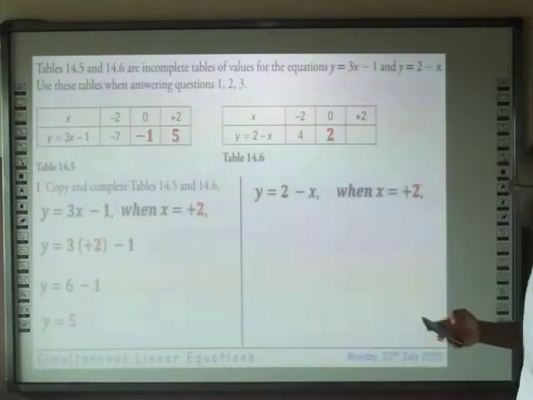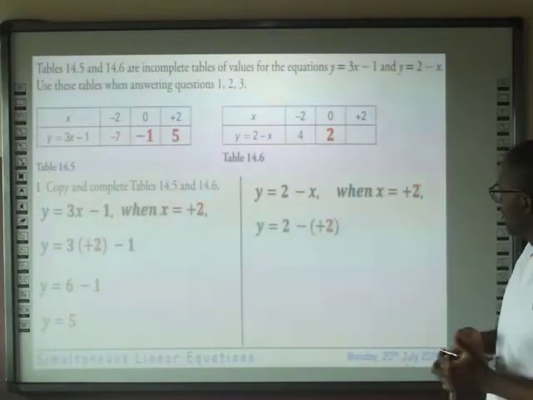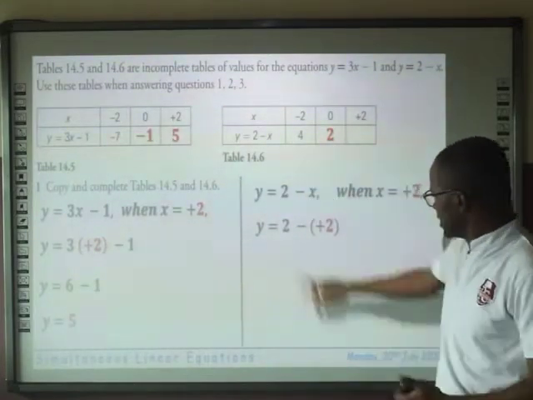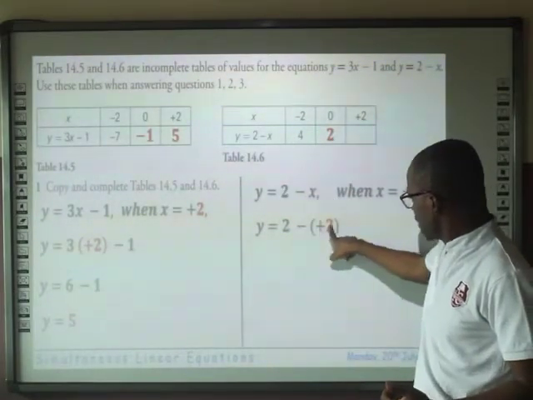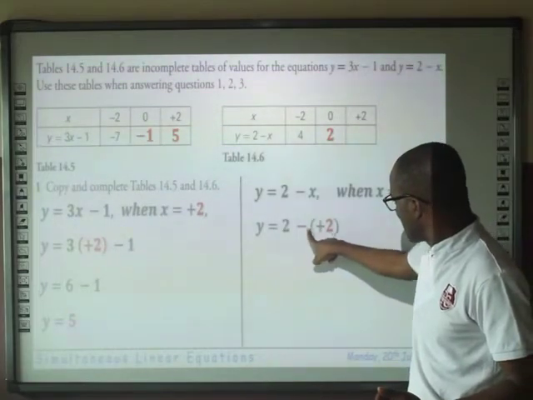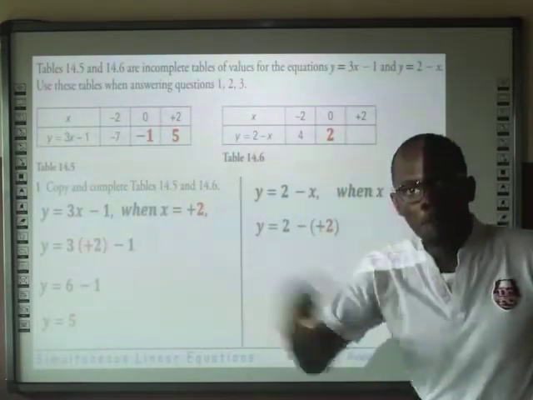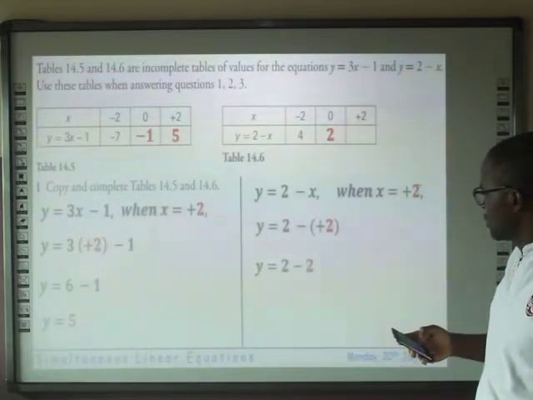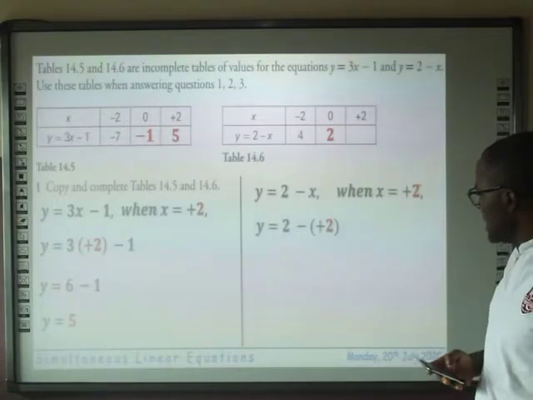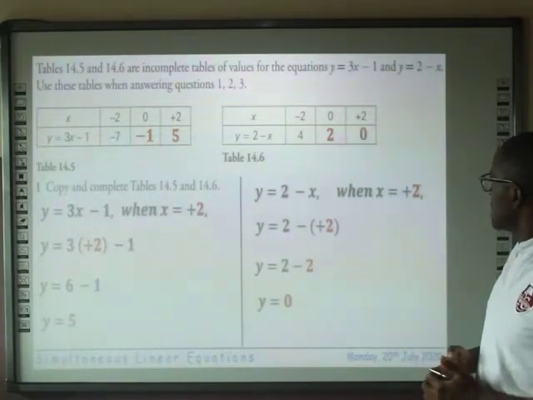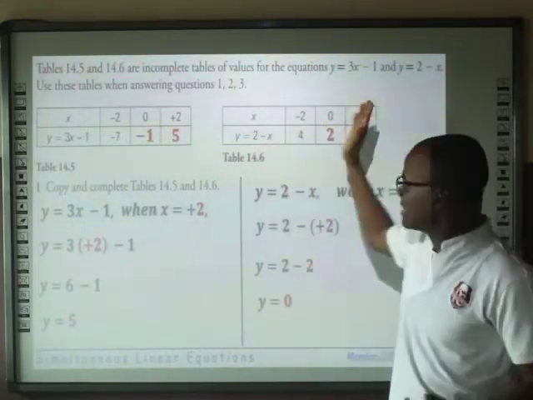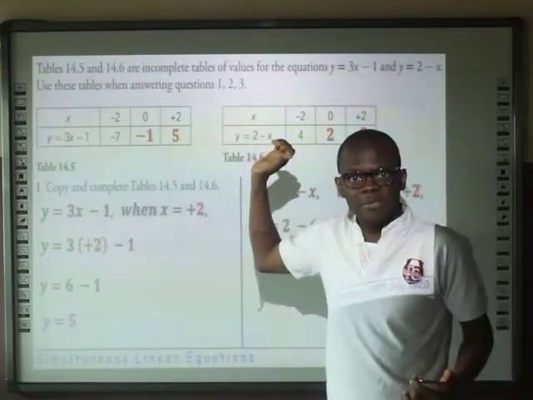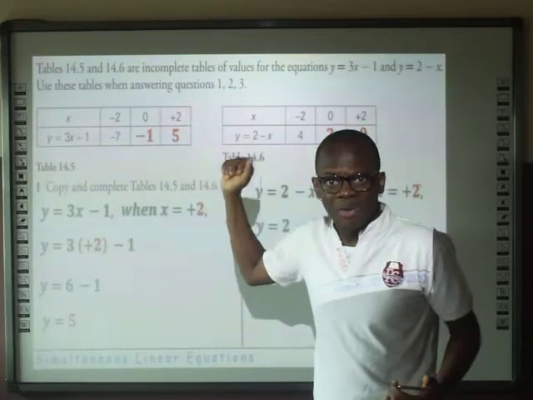Okay? So now, when x is plus 2, put the value of 2 anywhere you see x in the equation, and then you have 2 minus plus 2. Well, when you open brackets, minus times plus gives you minus. And so you have y is equal to 2 minus 2, and 2 minus 2 is simply 0. Alright? So that's the table complete. Table 14.5 and table 14.6 complete. Okay, so you can see that's quite straightforward. It's not hard at all.